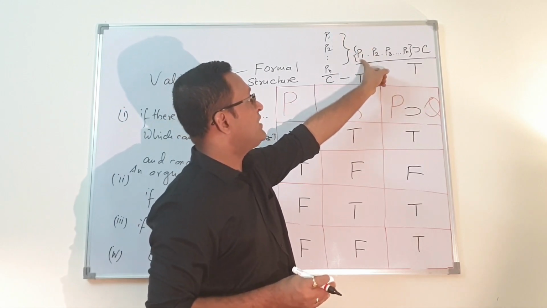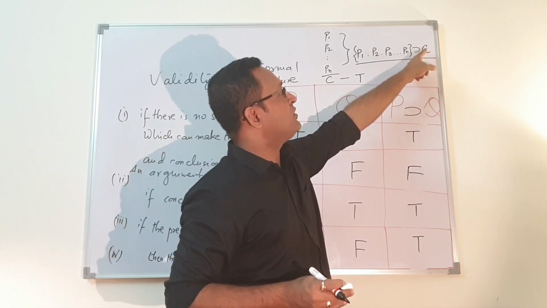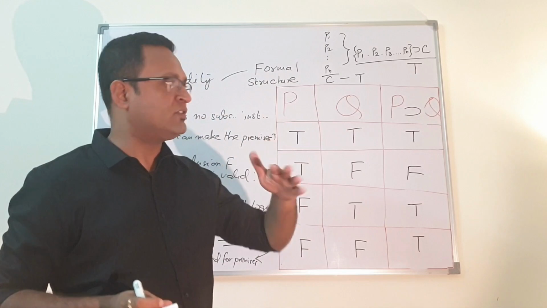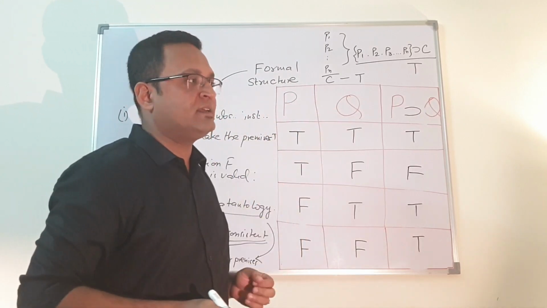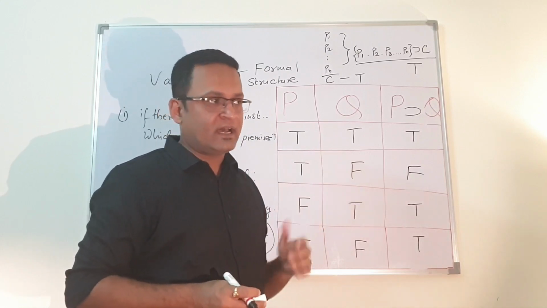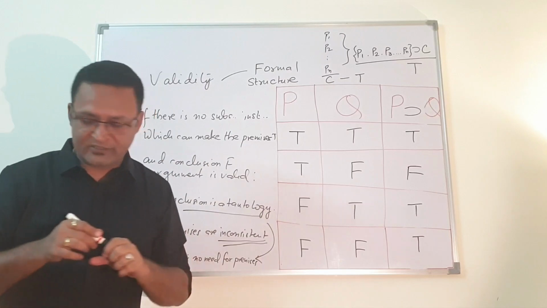Then when you conjoin all the premises together, and then you put an implication sign, and then you put the conclusion, the value of this has to come as a tautology. We will take exercises in truth tables and so on. So you will understand how these things are generated. Anyways, so this was the understanding of validity and so on.